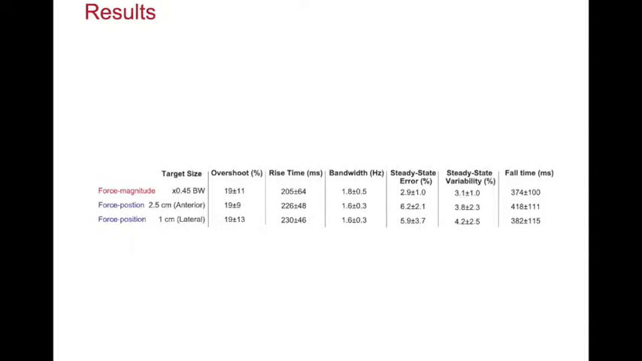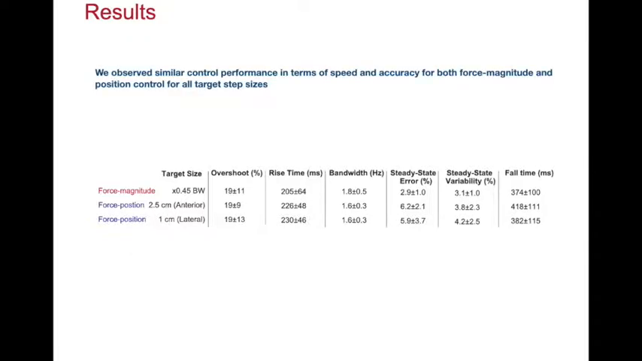If you look at some representative trials, we can see that we observe similar performance in terms of speed and accuracy for both force magnitude and force position control for control characteristics, which were overshoot, rise time, bandwidth, steady state error, steady state variability, and fall time. Here I show one representative trial for force magnitude at 0.45 times body weight, a representative trial for a 2.5 centimeter shift in the anterior position, and a 1 centimeter lateral shift.